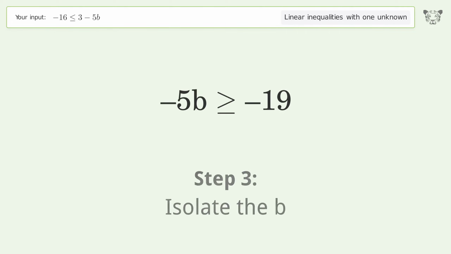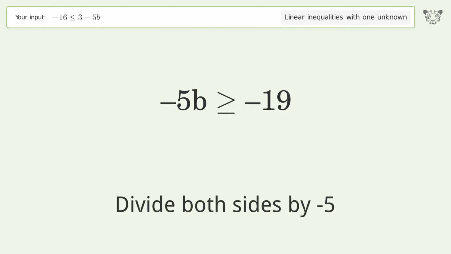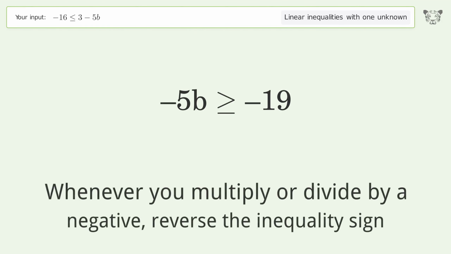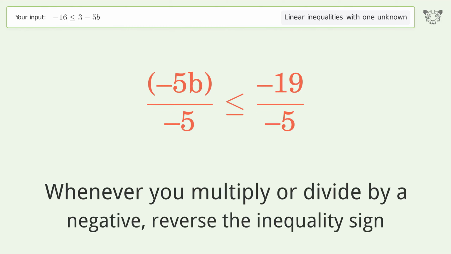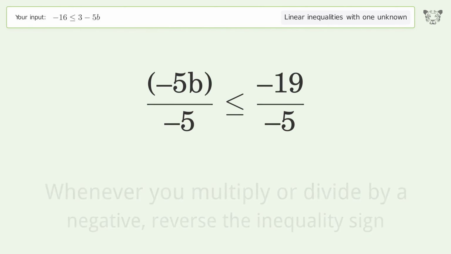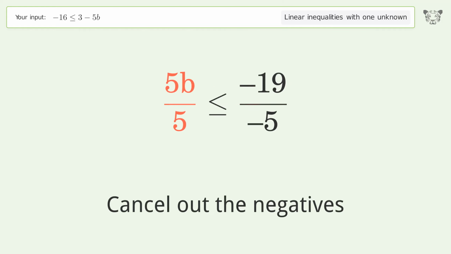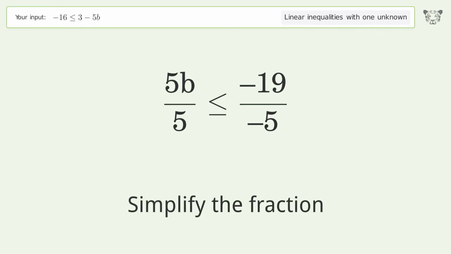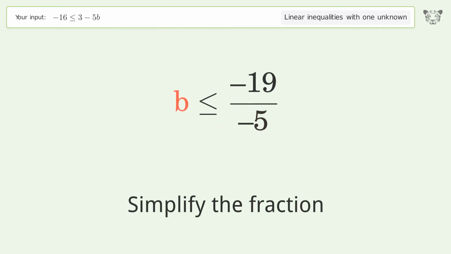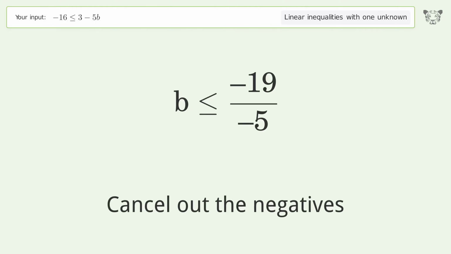Isolate the b. Divide both sides by -5. Whenever you multiply or divide by a negative, reverse the inequality sign. Cancel out the negatives. Simplify the fraction. Cancel out the negatives.